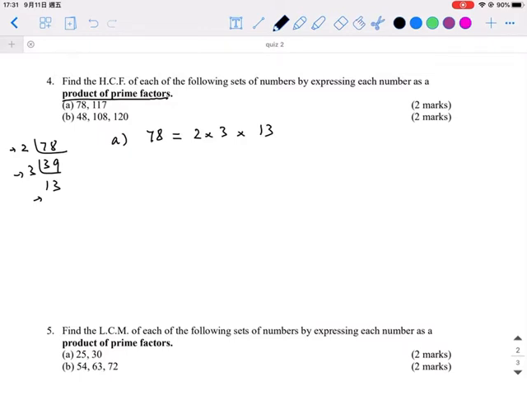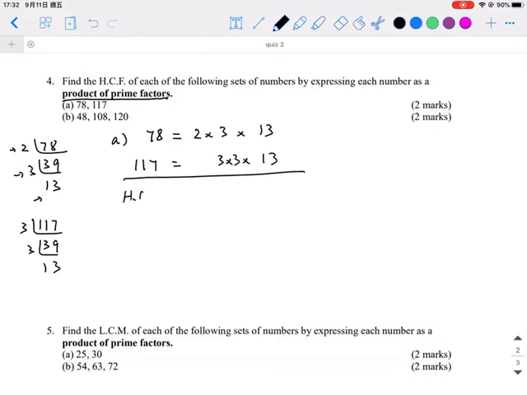And the other one is 117. I divide by 3. That means 3 to 39, right? And then 3, 13. So that means 117 is equal to 3 times 3 times 13. So for the HCF, that means the common factor, we have 3 and 13 only. So therefore the answer is 3 times 13, which is equal to 39.